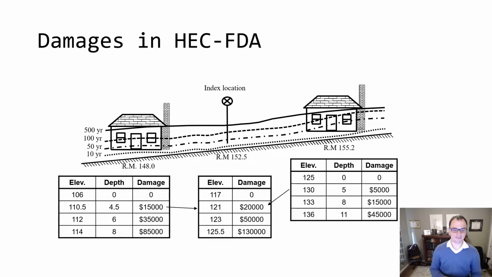In HEC-FDA, each damage reach takes the process of aggregating stage damage functions. Those aggregated stage damage functions will reflect two primary components. One is the inventory itself and the uncertainties of those individual structures in their damage relationships and their attribution associated with value or other attributes.